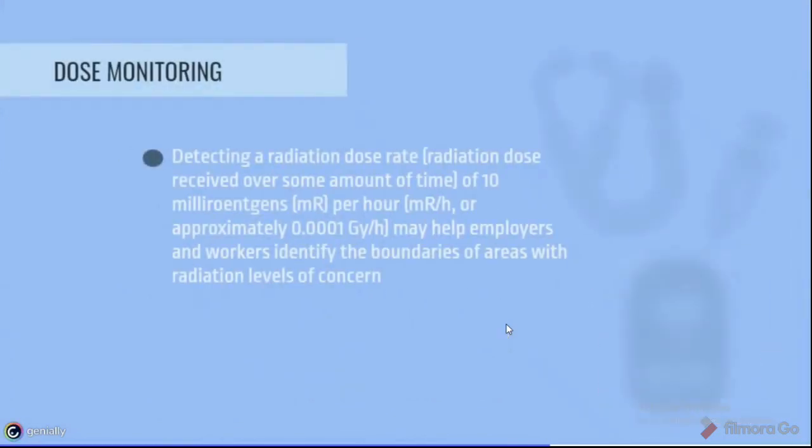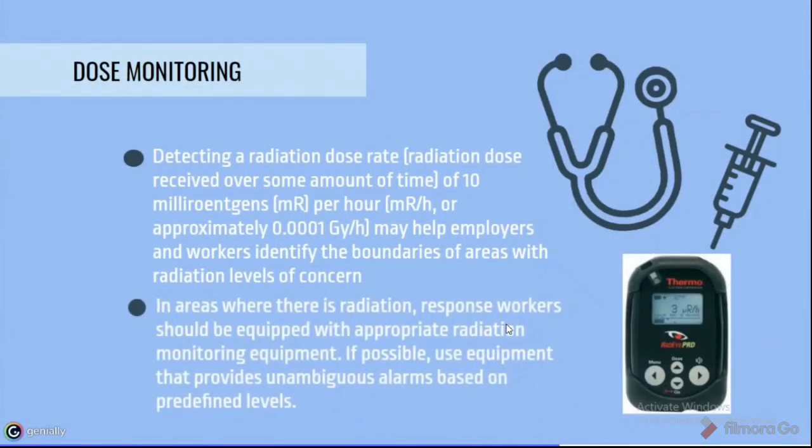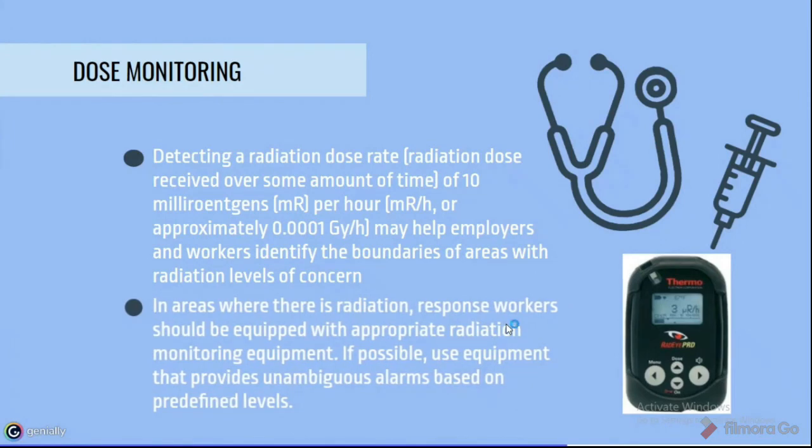Dose monitoring. Dose monitoring is a device that detects the radiation dose rate, or it may help employers or workers identify the boundaries of areas with radiation levels of concern. In areas where there is radiation, response workers should be equipped with appropriate radiation monitoring equipment. If possible, use equipment that provides an unambiguous alarm based on predefined levels.